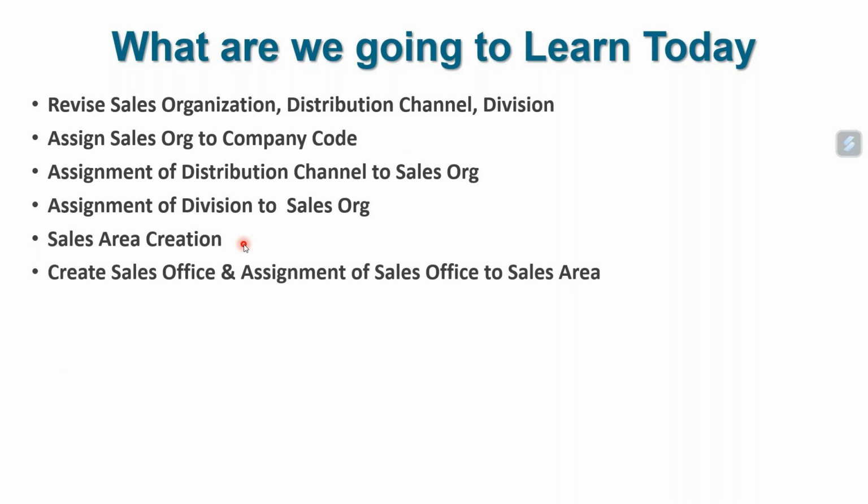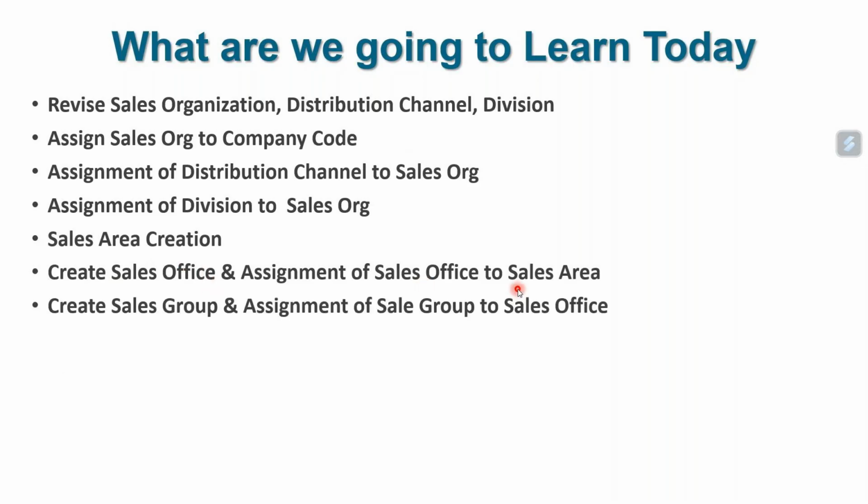Okay, we'll create a sales office. You'll understand the concept of a sales office, and then we are going to assign it. We'll talk about the concept of a sales group, and we'll assign the sales group to the sales office. We'll make a sales district.